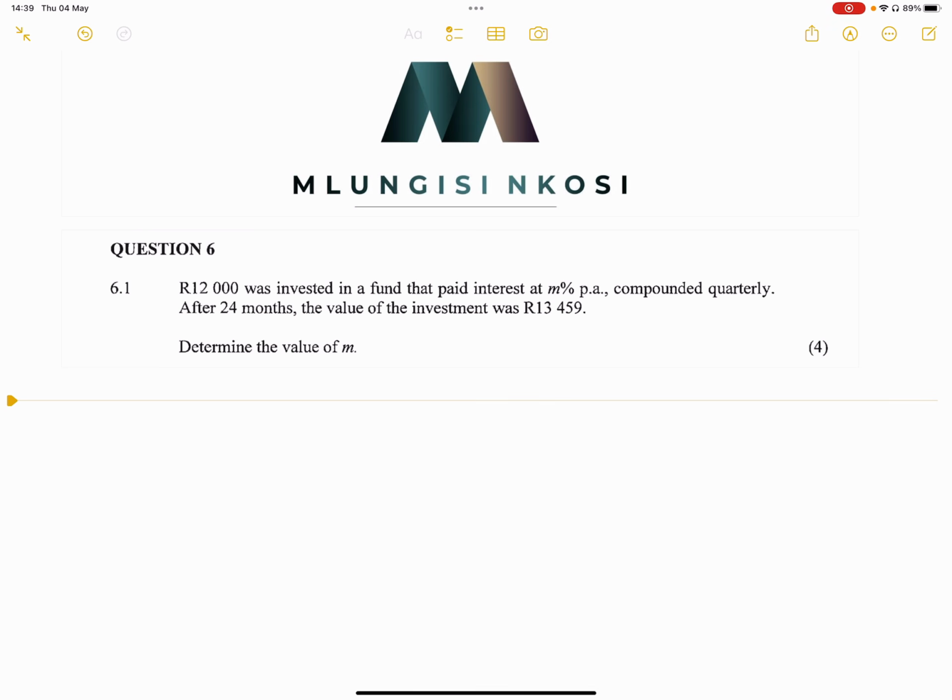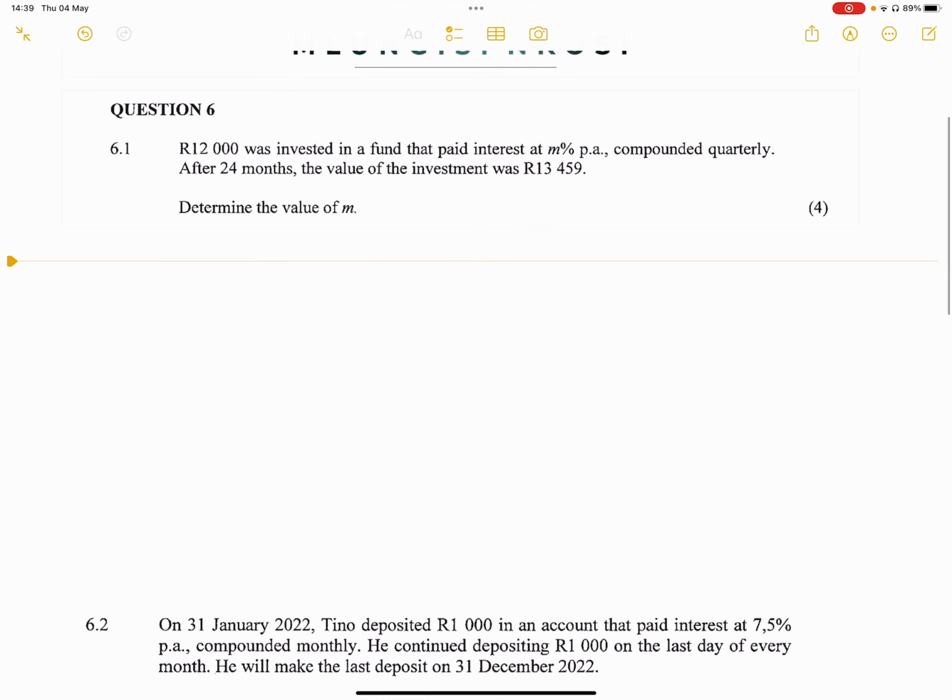Right, let's look at financial maths, November 2022. Right, let's get right into it.